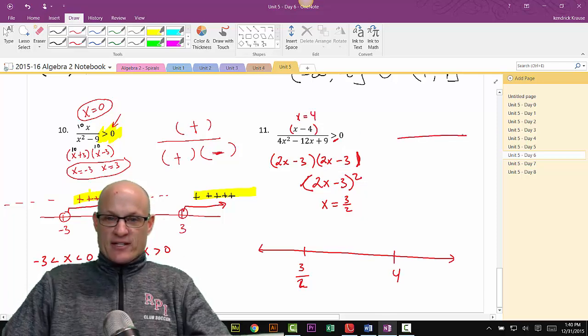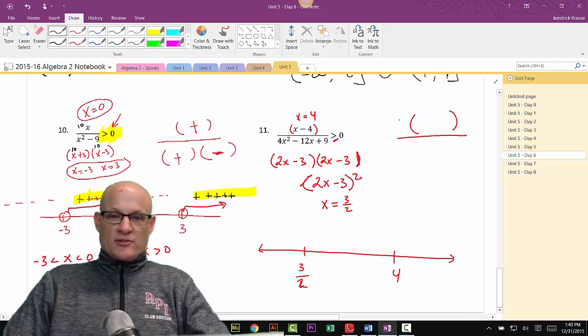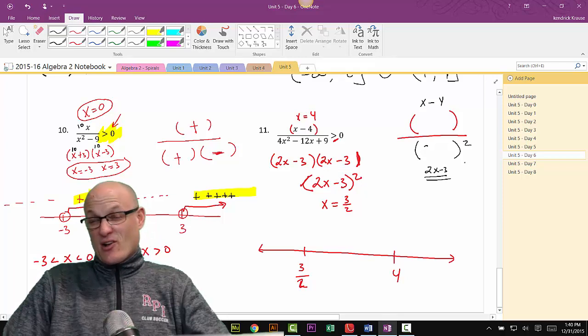So what I have on the denominator is, this is x minus 4, right? Sorry about that. That's a little embarrassing. So this is x minus 4. And in the denominator, I have something squared, which is really 2x minus 3. But I don't even care what this is, as long as it's not 0, I'm okay.